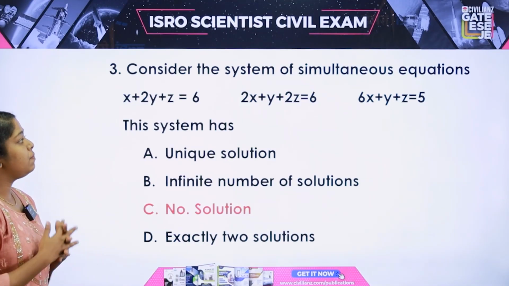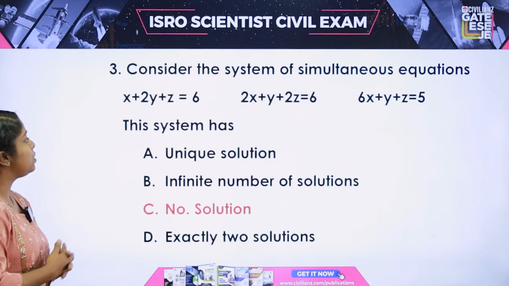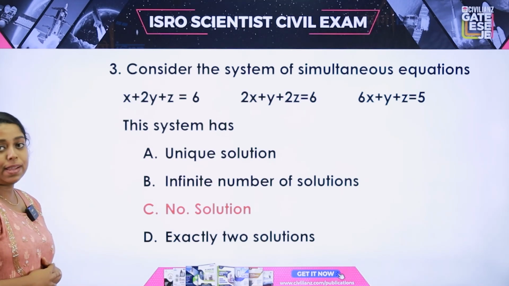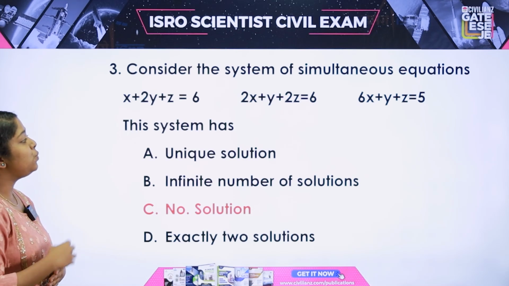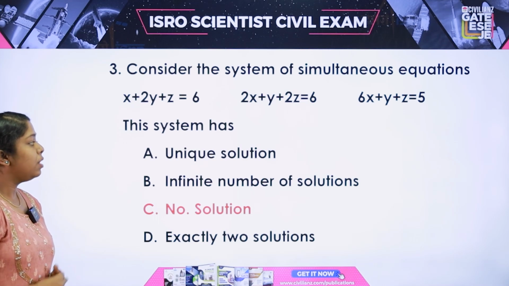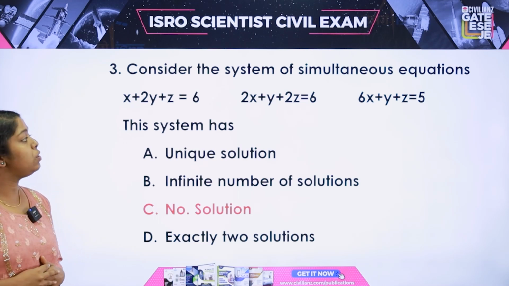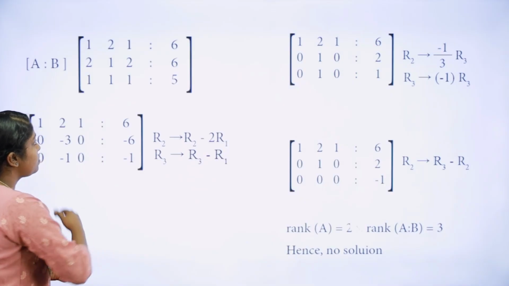In the third question, we have been given a system of simultaneous equations. That is, the first equation is x plus 2y plus z is equal to 6, and 2x plus y plus 2z is equal to 6, and 6x plus y plus z is equal to 5. What we need to find out is the nature of the solution of this system of equations.